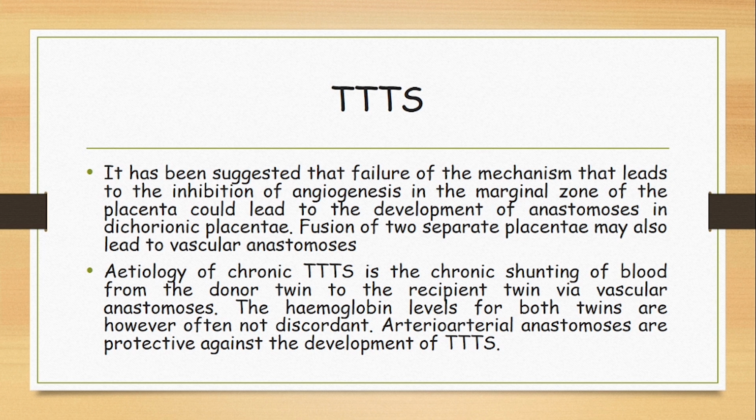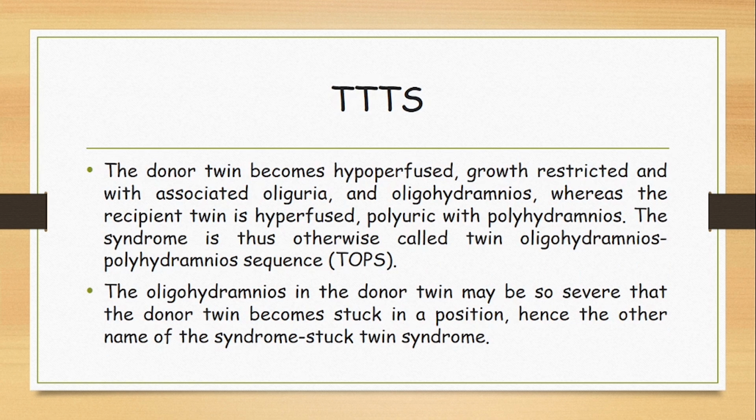It has been suggested that failure of the mechanism that leads to the inhibition of angiogenesis in the marginal zone of the placenta could lead to development of anastomosis in dichorionic placenta. And fusion of two separate placentas may also lead to vascular anastomosis. The etiology of chronic twin-to-twin transfusion syndrome is the chronic shunting of blood from the donor twin to the recipient twin via vascular anastomosis. The hemoglobin levels for both twins are, however, often not discordant. Arterial anastomoses are protective against the development of twin-to-twin transfusion syndrome.